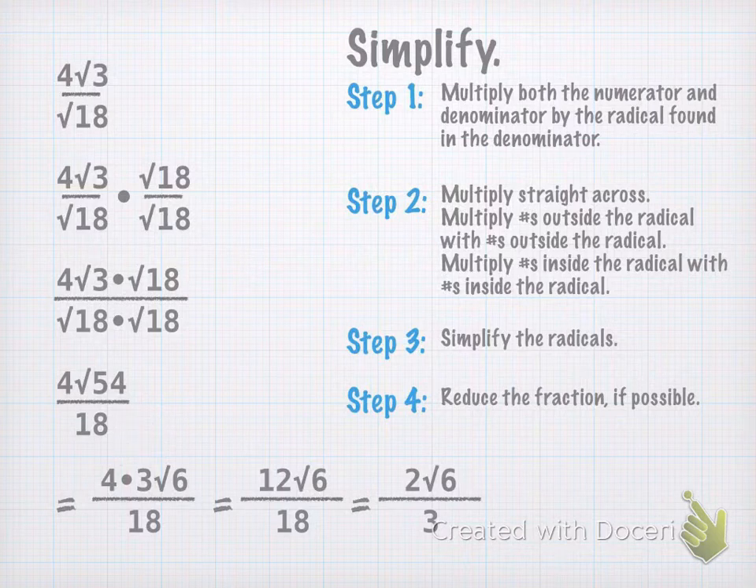Now we're going to simplify and reduce. I take the square root of 54, do my prime factors, list them out, and circle the groups of pairs, 2 of a kind, and I end up with 3 square roots of 6. Now I clean up by multiplying what's outside the radicals. The 4 and the 3 gives me 12. The 12 and the 18 reduce to 2/3. So 2 times the square root of 6 divided by 3 is your answer.